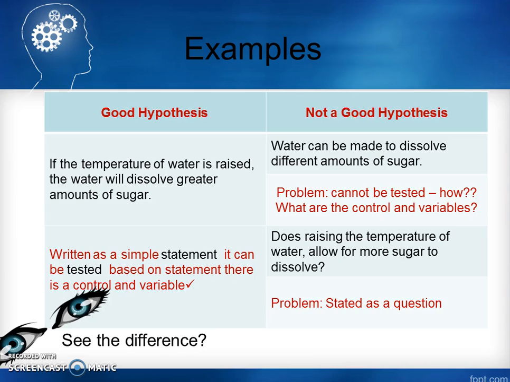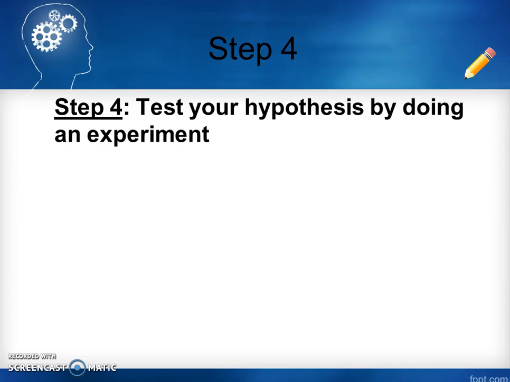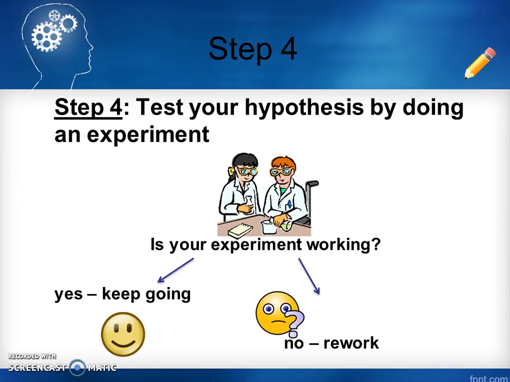Okay, so let's move on to the next step, step 4. Step 4, you need to test your hypothesis by doing an experiment. Now, sometimes experiments don't actually do what you want them to do, and that's okay. If it's going well, keep going. If not, well, rework it. Figure out something else that will be able to test your hypothesis.